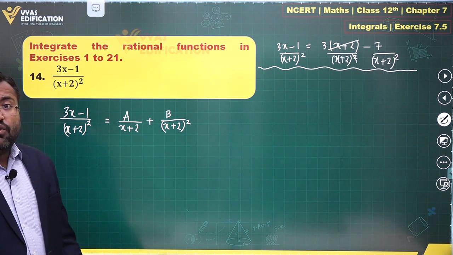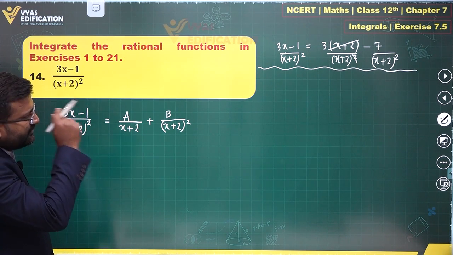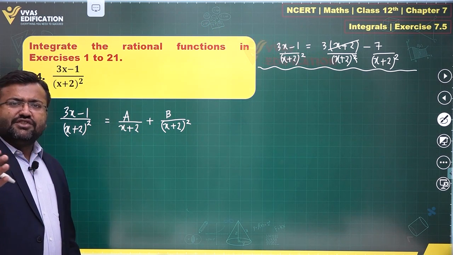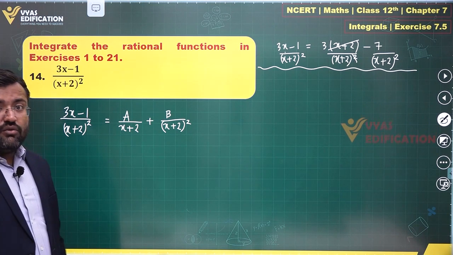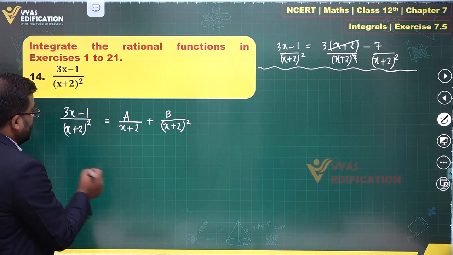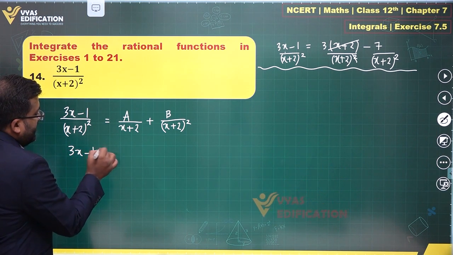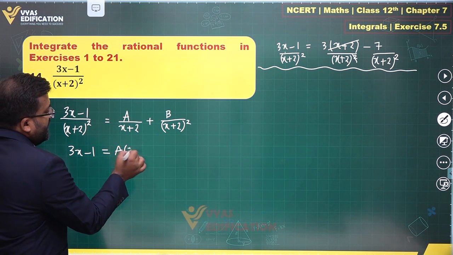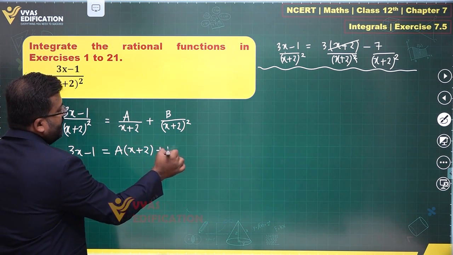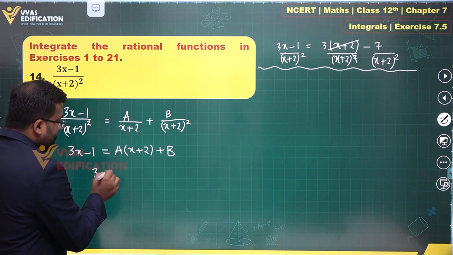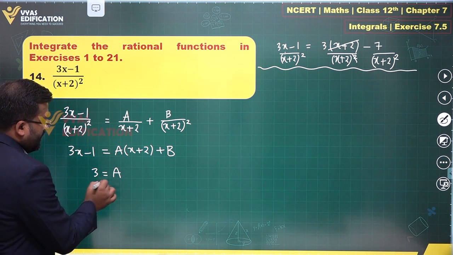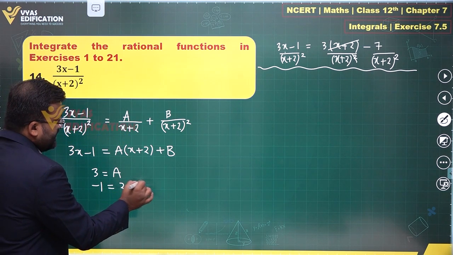Yes, yes. What else? So we can use that kind of approach in general. Competitive exams allow us to use that kind of thing, but here we'll have to use the general method. And what is that? Let's write the numerator and compare the numerators. A times x plus 2 plus b is what I get, right? And comparing the coefficient of x, 3 is equal to a. Comparing the constant term, minus 1 is equal to 2a plus b.